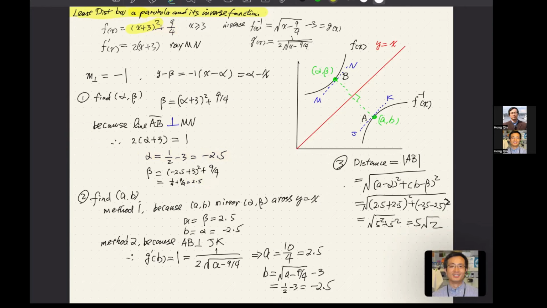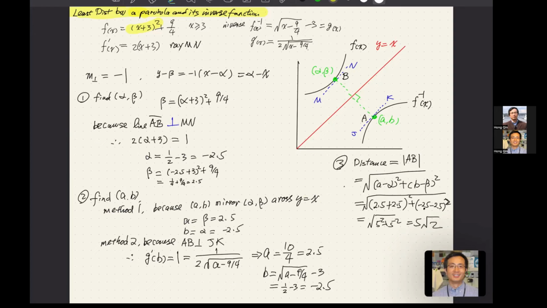Okay, next we need to find a and b. And we can use the mirror trick again, because (a, b) and (alpha, beta) are mirrored across y equals x. So they just mirror each other. That means a equals beta and b equals alpha. And then we have its value. And that's using the mirror trick.